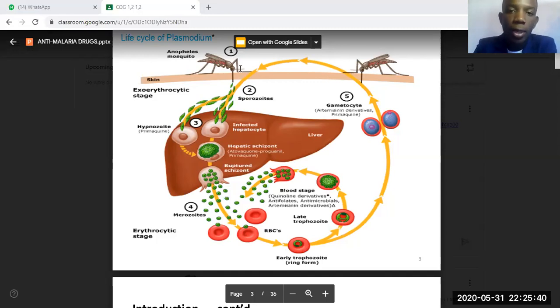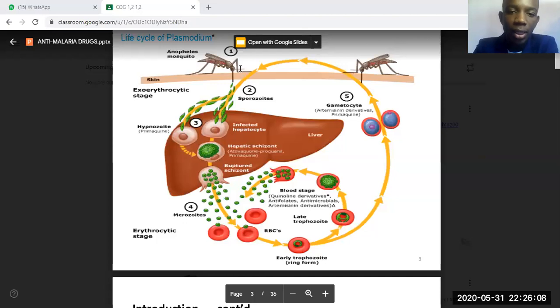Now, with infection with Plasmodium ovale and Plasmodium vivax, the sporozoites can mature into what we call hypnozoites, and these ones are going to remain dormant in the hepatocytes for months to years. But with these other species, these ones are going to mature within a very short period, and then they are going to develop into what we call hepatic schizonts.